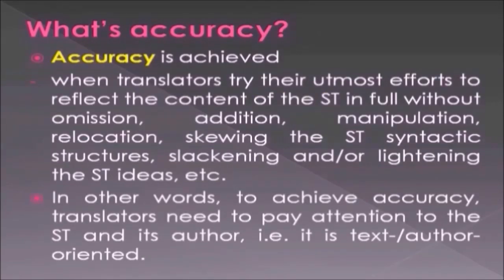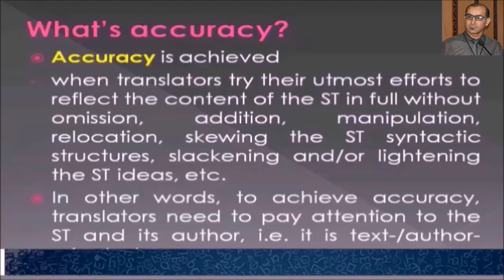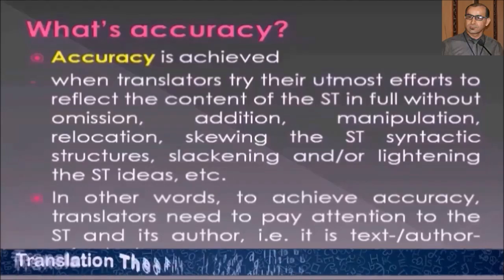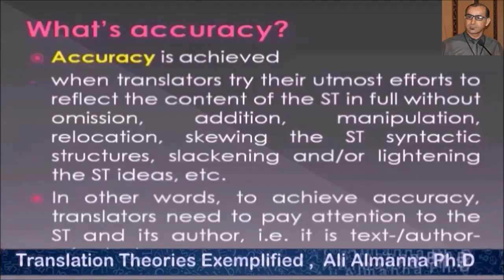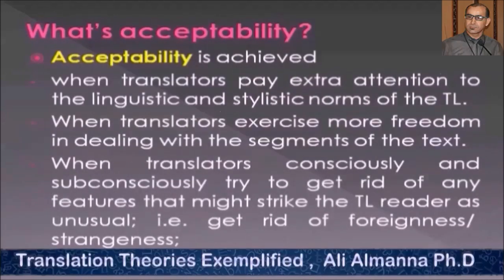Accuracy is achieved when translators try to do their best to reflect the content of the source text in full, without omission, addition, manipulation, etc. In other words, to achieve accuracy, translators need to pay attention to the source text and its author. And the translation is going to be what? Going to be text-author oriented. The relationship between the source text and the target text will be strong.